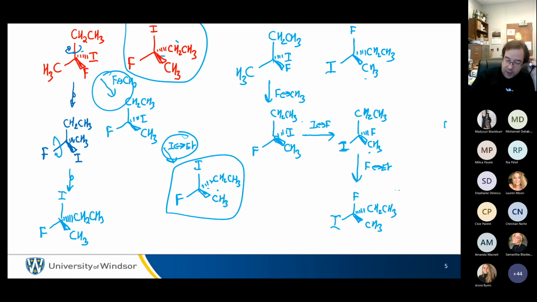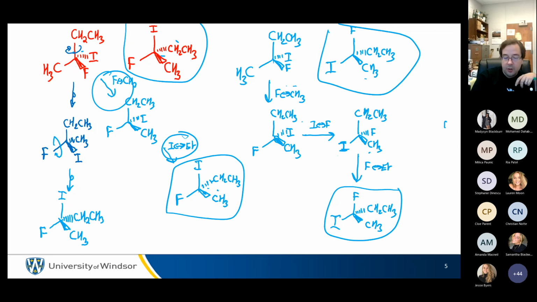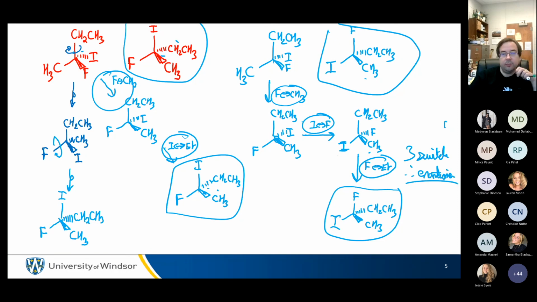And now if I compare this to that, I see that they're the same thing. I count the number of switches. 1, 2, 3. 3 switches. Therefore, an enantiomer. Does it matter which one we switch into? No, you can switch any 2 things you like. Olivia, you can just go ahead and swap anything you like. It doesn't matter.